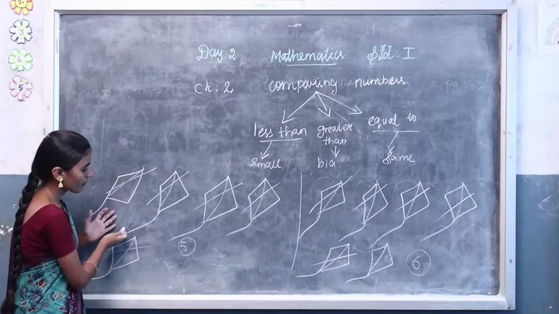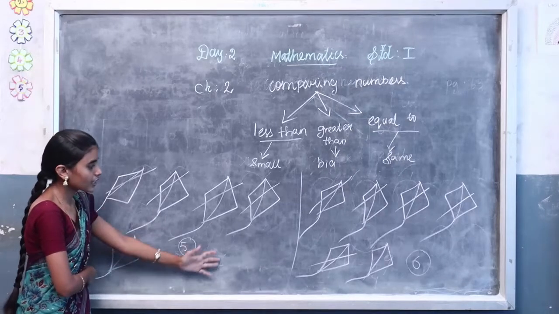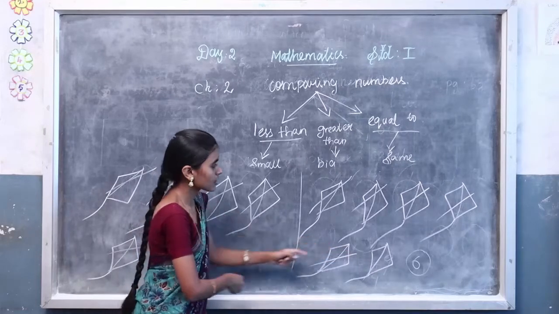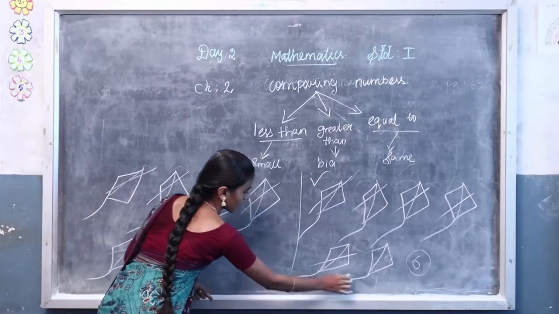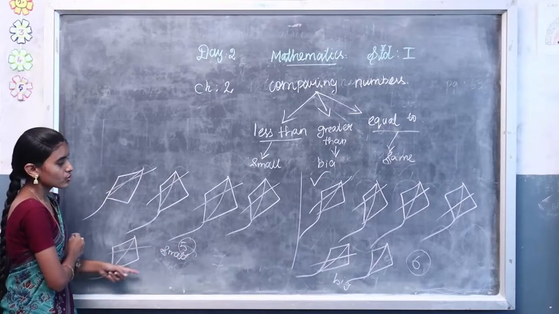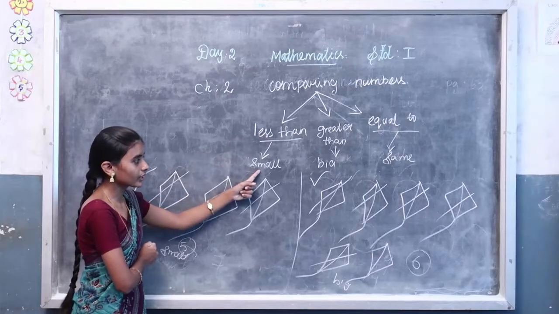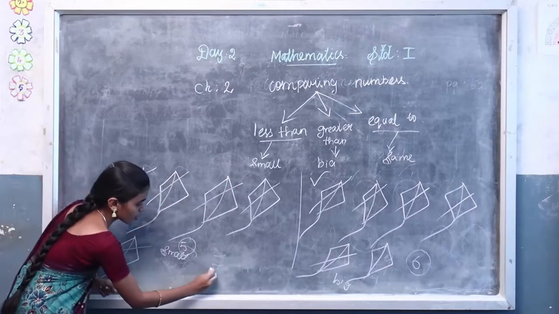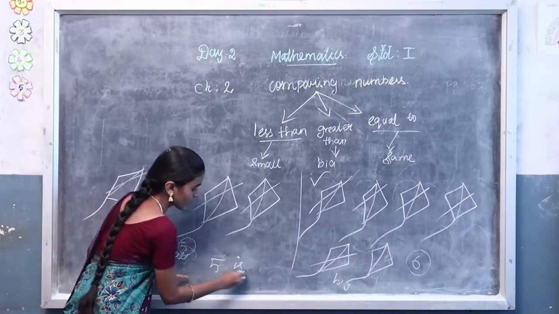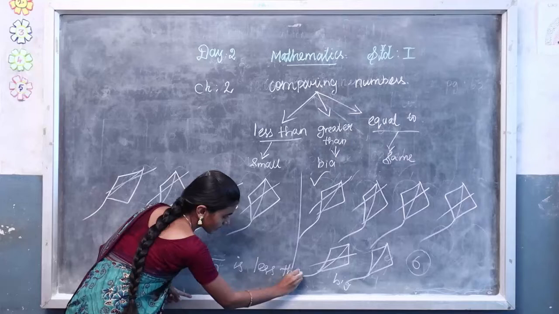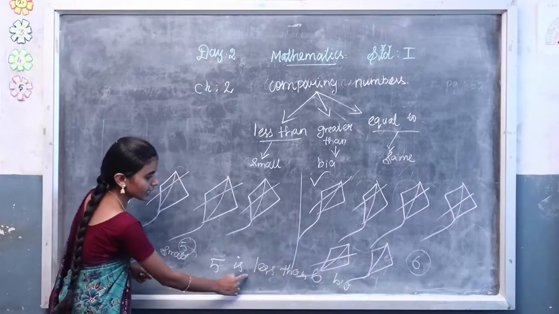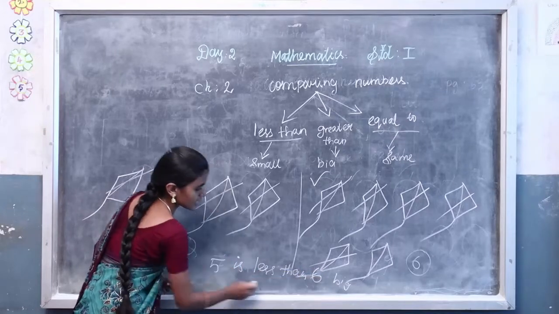Okay, see the first group. How many remaining kites are there? There are no remaining kites. See the second group. There is only one extra kite. So this is the big number and this is the small number. So the first one is the small number. So we have to use the words less than to indicate the small number. So 5 is less than, what is the number there? 6. So 5 is less than 6.